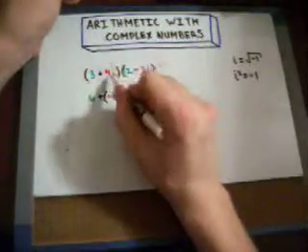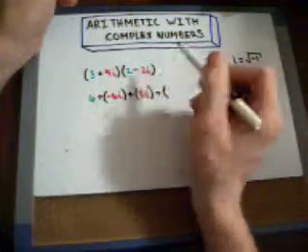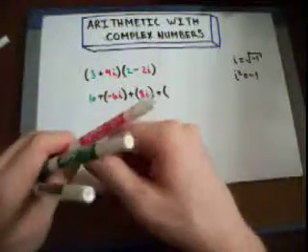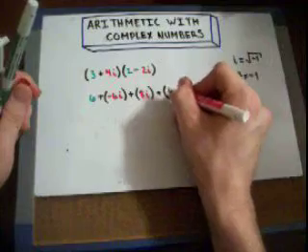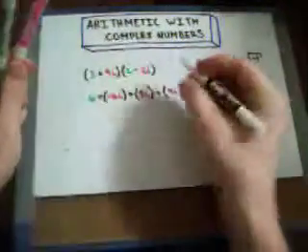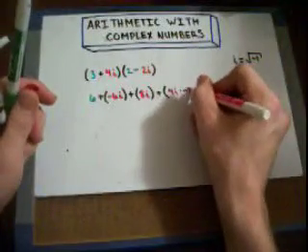Negative 4 times, 4 times negative 2i is going to equal, well, here's something interesting. So let's just go ahead and write this: 4i times negative 2i.